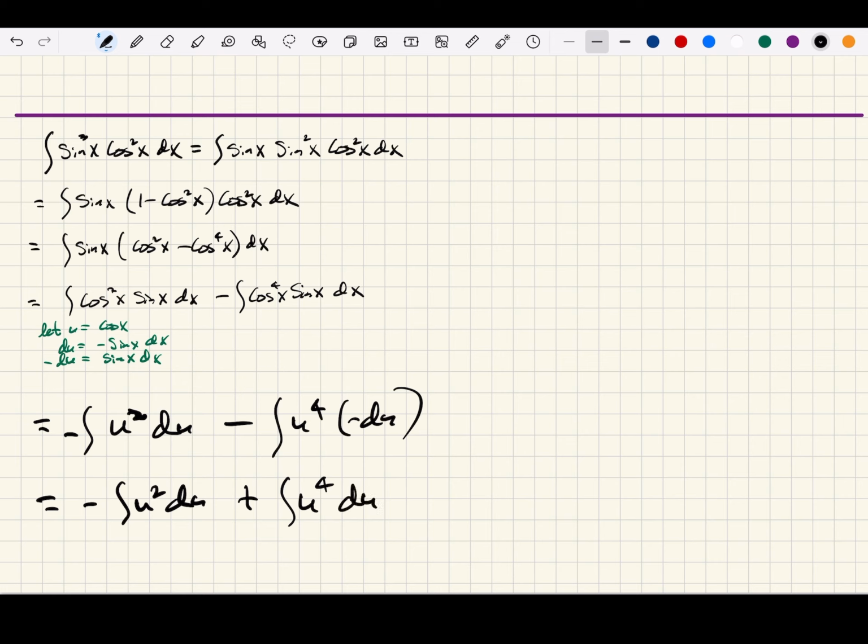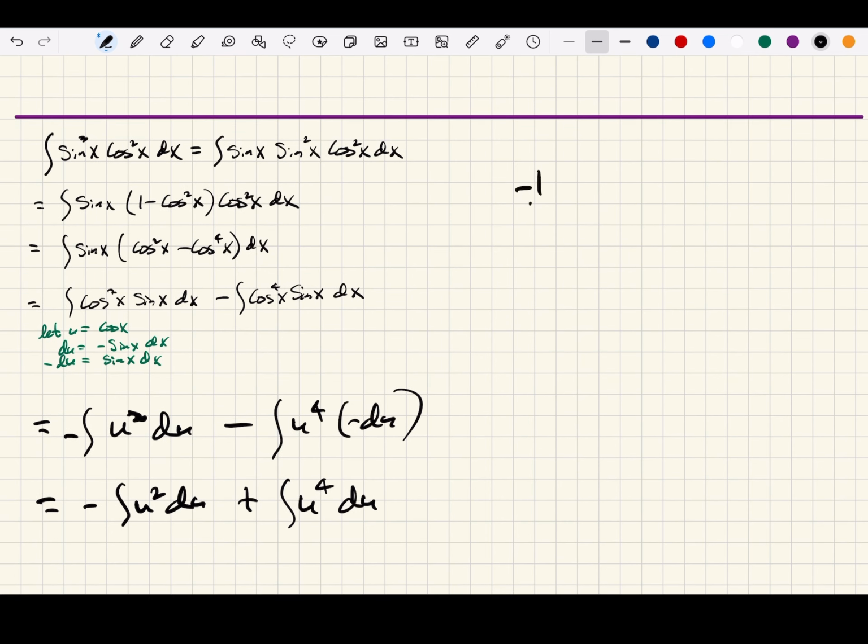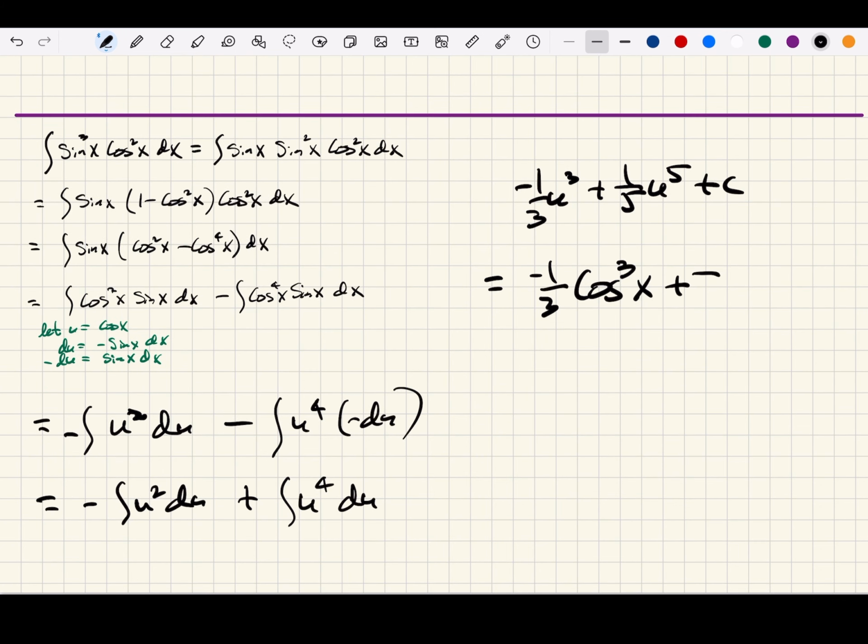Everybody good so far? Okay, so we have minus 1/3 u cubed plus 1/5 u to the fifth plus c. So we have minus 1/3 cosine cube x plus 1/5 cosine to the fifth x plus c.